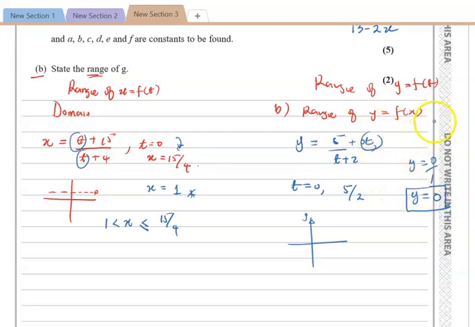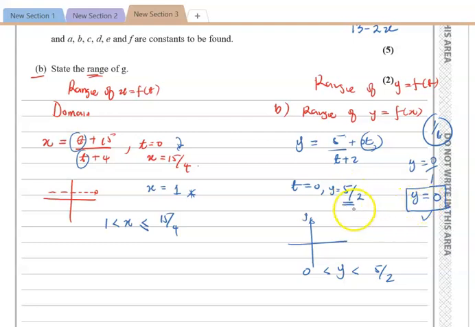Or you can see it as a shift of the graph 1 over t. That means you have two values. You have y equal to 0, and then you have y equal to 5 over 2. That means your y value is between 0 and 5 over 2.